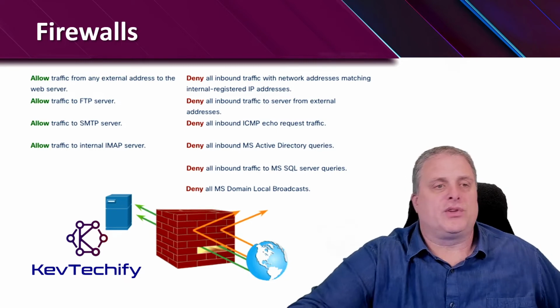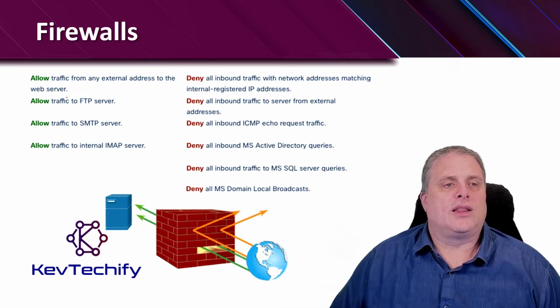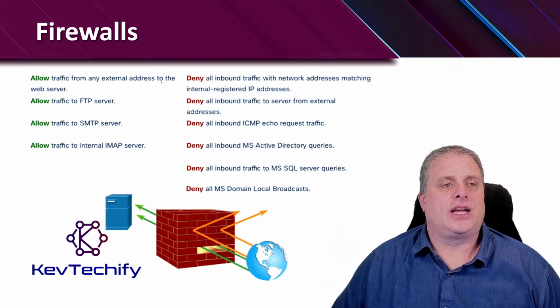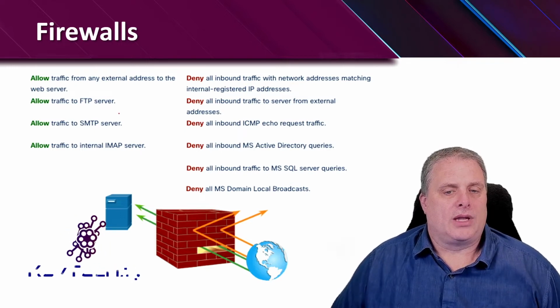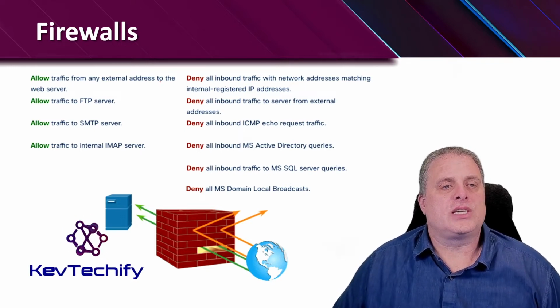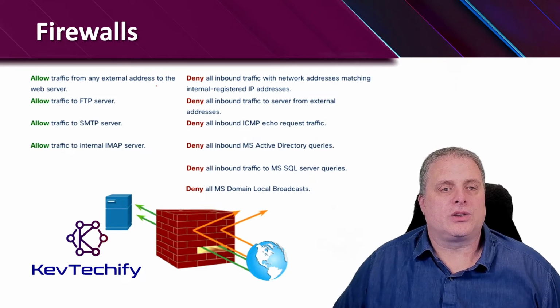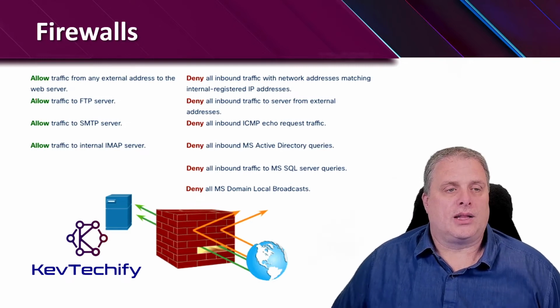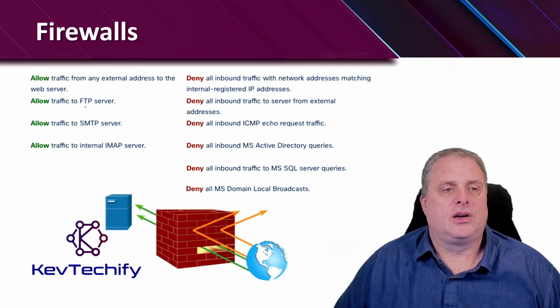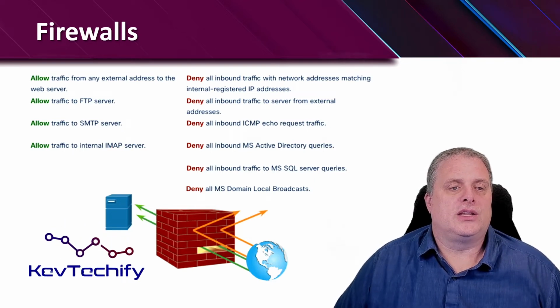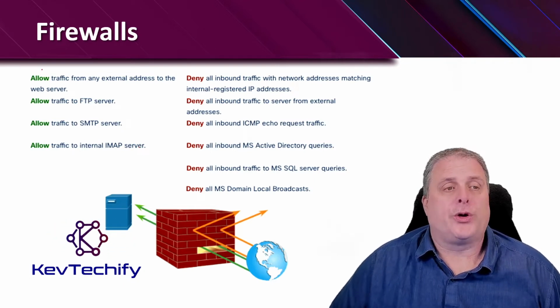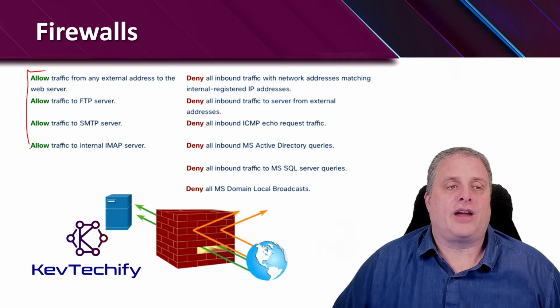Here we have several examples. First one here, allow traffic from any external address to the web server. Very specific rule. Anything from the outside of the world, external IP addresses, we're going to connect into our web server and only our web server. Allow traffic to the FTP server, allow traffic to our mail server, allow traffic to the internal IMAP server. We're going to allow only that traffic.